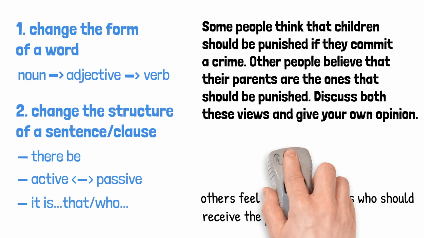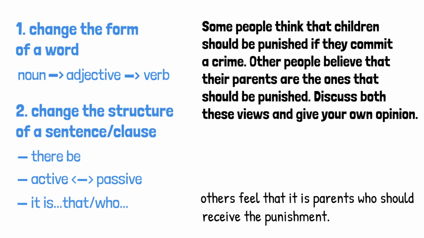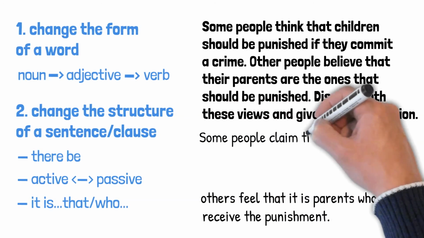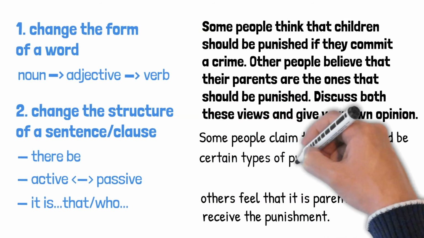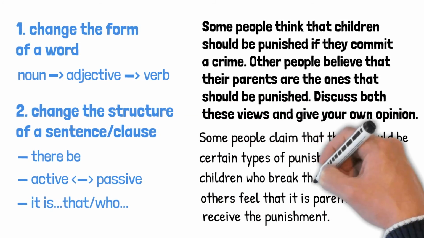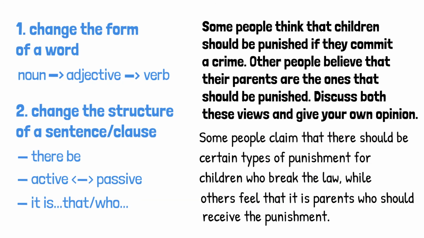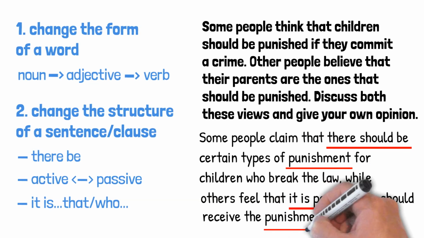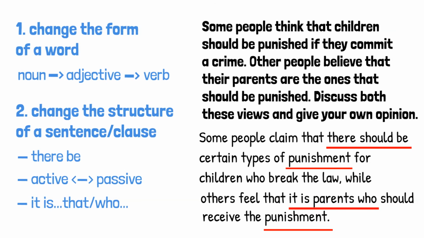Now, can we also use the there be structure here? Yes, we can. We can say some people claim that there should be certain types of punishment for children who break the law, while others feel that it is parents who should receive the punishment. So here we change the structure of the two clauses. We also change the form of the word punish. This is exactly what I wrote on my real exam. No fancy words at all. But this is actually a very accurate paraphrase. That's one of the reasons why I got a 7.